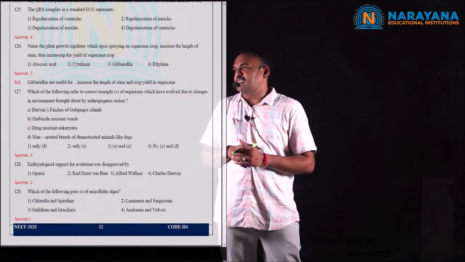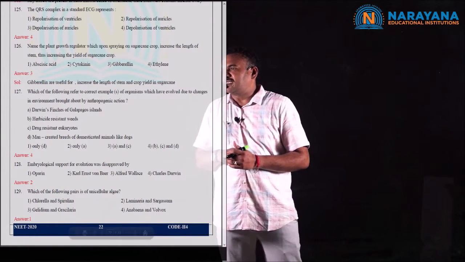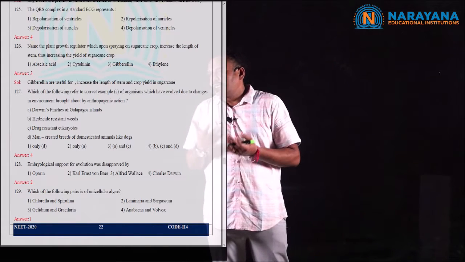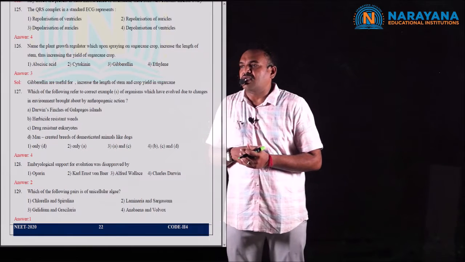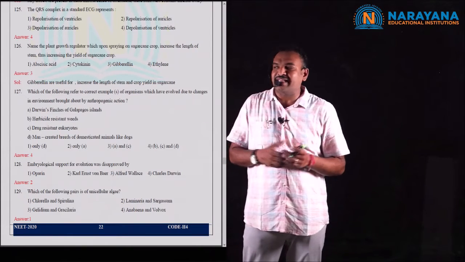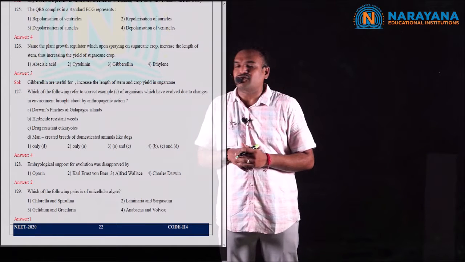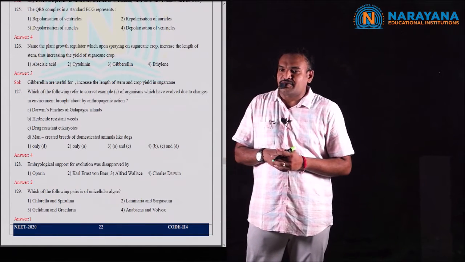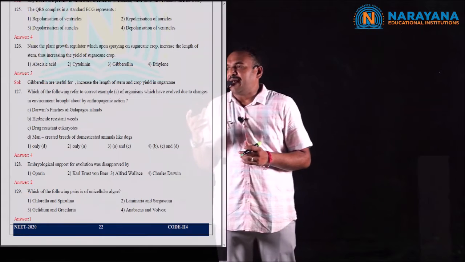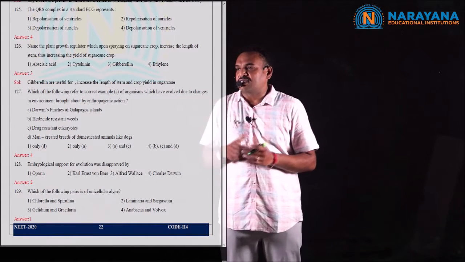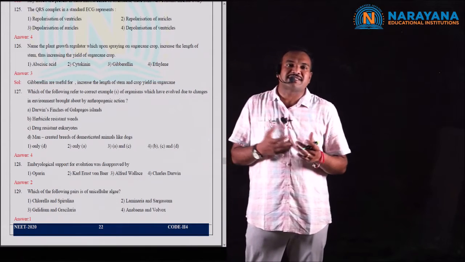Question number 126. Name the plant growth regulator which upon spraying on sugarcane crop increases the length of the stem, thus increases the yield of sugarcane crop. First option is abscisic acid, second option cytokinins, third option gibberellin, fourth option ethylene.